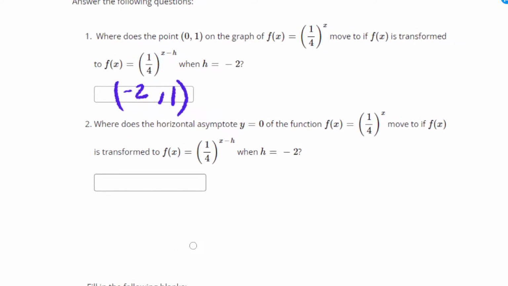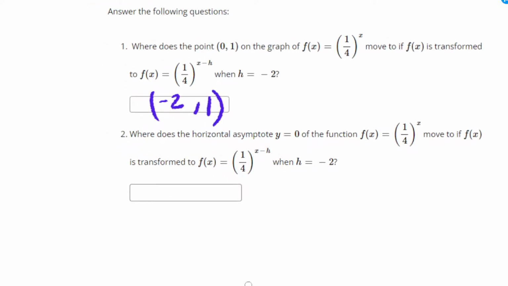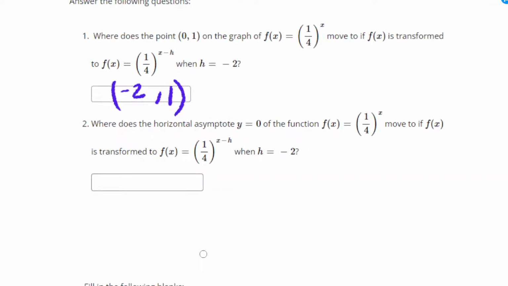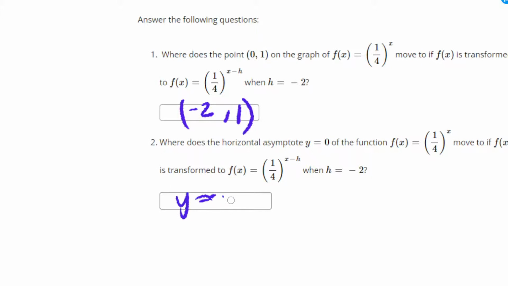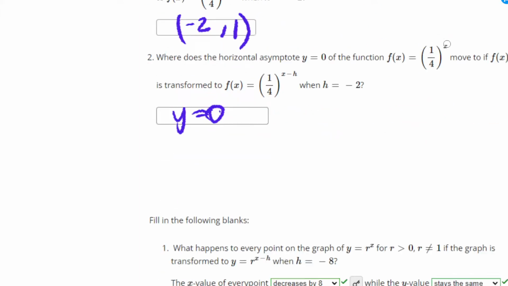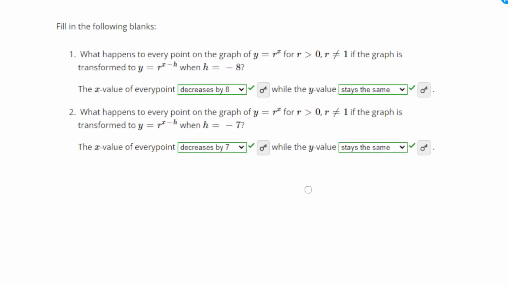Next, we will have, what does the horizontal asymptote y equals 0 of the function f of x equals (1/4)^x move to if f of x is transformed to f of x equals (1/4)^(x-h) when h equals 2? The horizontal asymptote does not change. y equals 0. Because we're just moving side to side. We aren't changing any k. What happens to every point on the graph of y equals r^x for r greater than 0, r not equal to 1, and if the graph is transformed to y equals r^(x-h) when h equals -8, same idea.